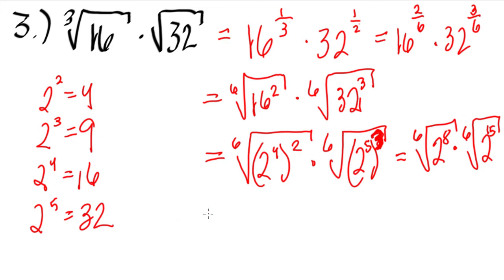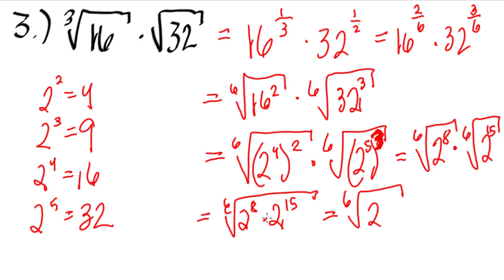Okay, let's put them under one roof, that is under one radical sign with the same index. 6th root of 2 raised to 8 times 2 raised to 15. What we'll do then, by the product law, is the 6th root of 2, since they have the same base, we can add the exponents. 15 plus 8 is going to give us 23. Okay? Now, what we can do is to separate or factor out these 2's in such a way that we can extract them from the 6th root.